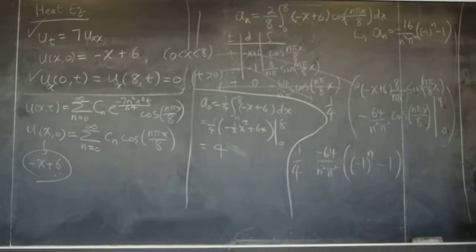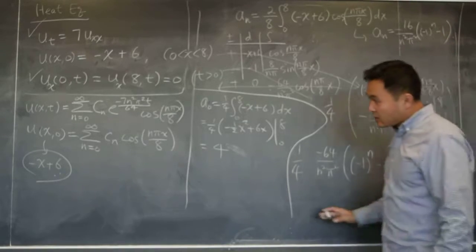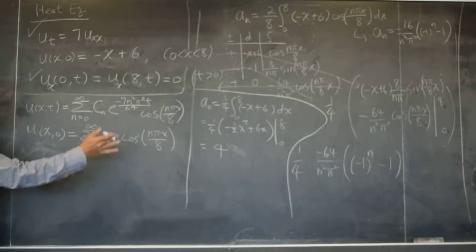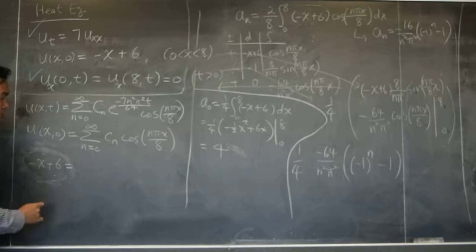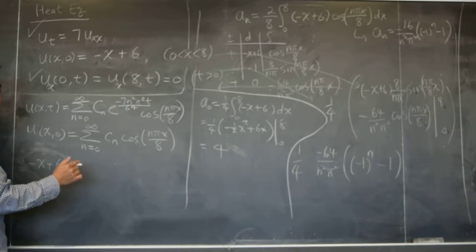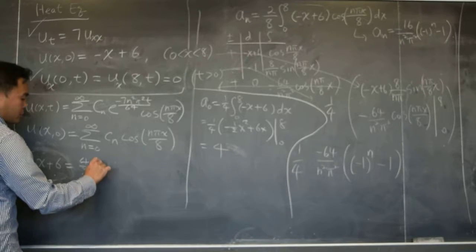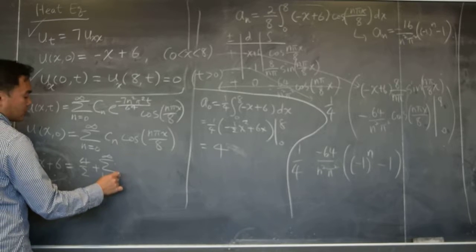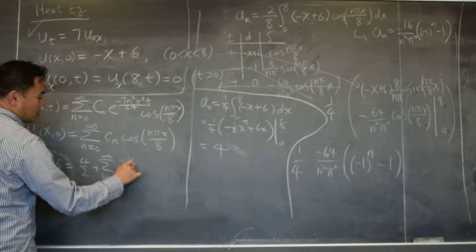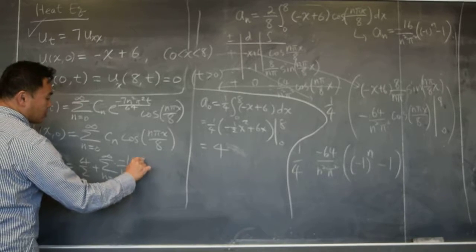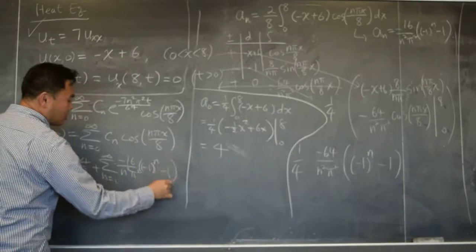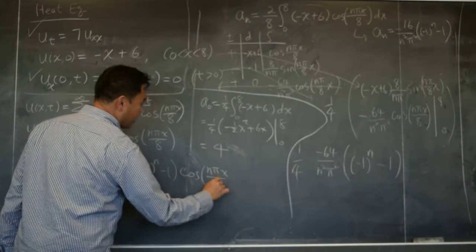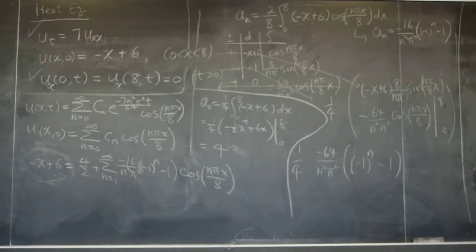And now you can rewrite negative x plus 6 as a Fourier series in the following way. Both of those calculations can now be written as a0 over 2, so it's 4 over 2, plus the sum from n equals 1 to infinity of a_n, which is negative 16 over n squared pi squared, negative 1 to the nth power minus 1, times cosine n pi x over 8. All right, so what does that teach us?